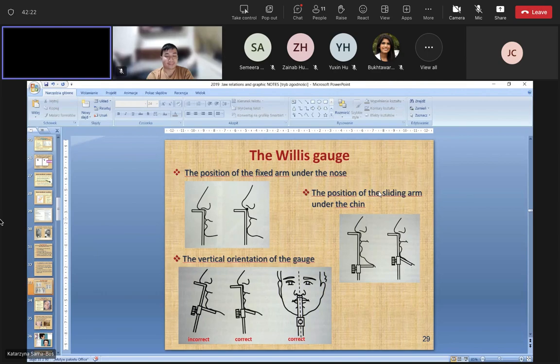In the case of Willis Gogg, 3 points require attention: the position of the fixed arm under the nose, the position of the sliding arm under the chin, and the vertical orientation of the gauge. So you see here the incorrect position and here the correct position of this tool.